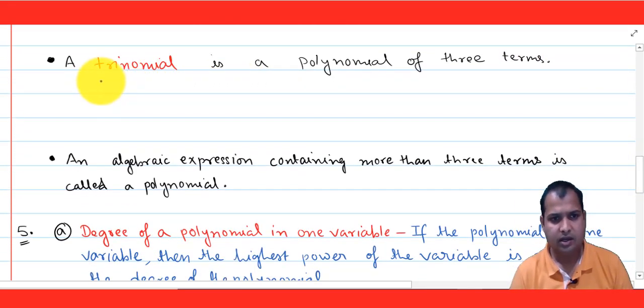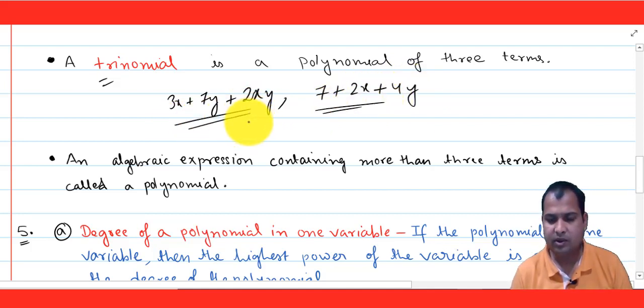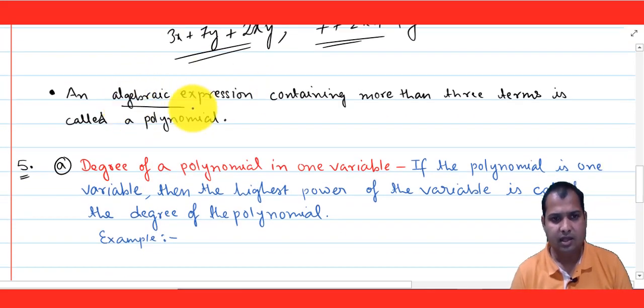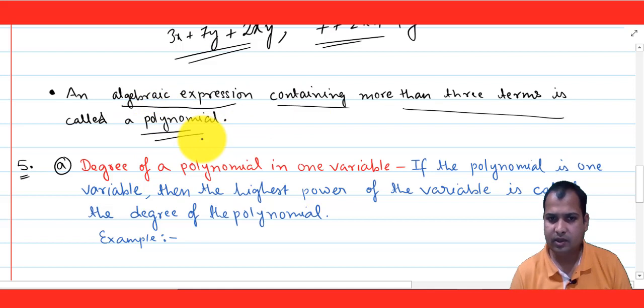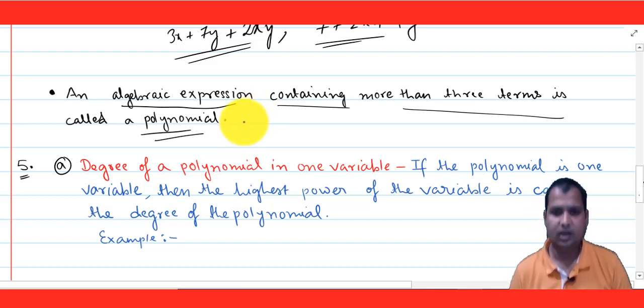Next, trinomial. Trinomial means a polynomial which has three terms, 3x plus 7y plus 2xy, or 7 plus 2x plus 4y. This type of polynomial is called trinomial. And an algebraic expression containing more than three terms is called a polynomial, meaning when an algebraic expression has more than three terms it is called a polynomial.